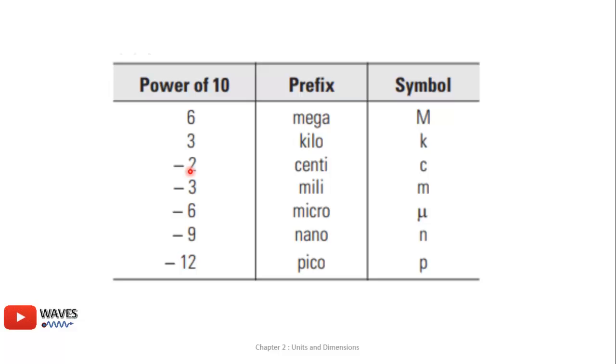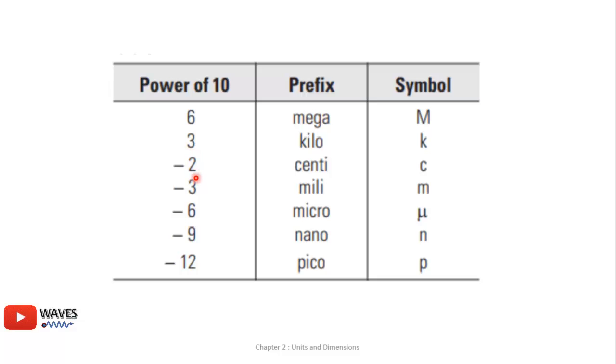Well, these powers might be something familiar to you. When we're talking about power of 6, we're talking about mega, and it is usually written as capital M. When it's power of 3, it's kilo and it's K. Let's say we're considering 1000 grams, it can be written as 10 to the power 3 grams. So simply we can say it's 1 kilogram.